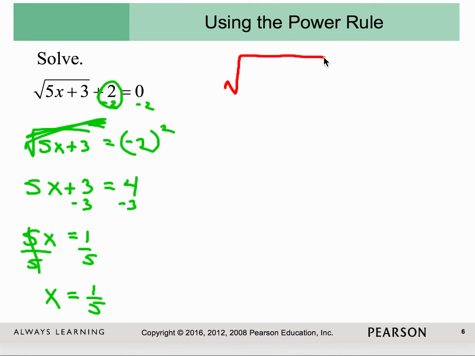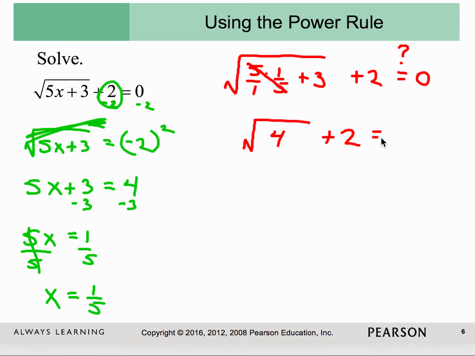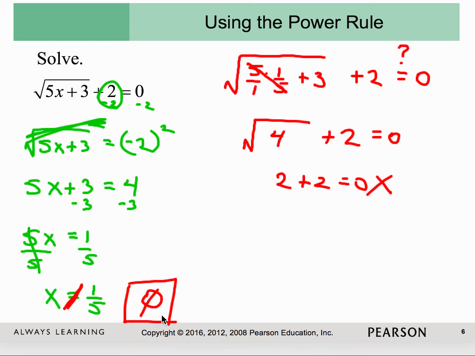So I've got the square root of 5 times 1/5. If I'm using fractions, I might as well make that look like that. Plus 3. And I want to know if that plus 2 equals 0. So here, this is the square root of 1 plus 3 plus 2. Is that 0? Is 2 plus 2 equals 0? Nope. So don't box this answer. Go back and mark it out and say your answer is the empty set. So notice you have to check these answers.